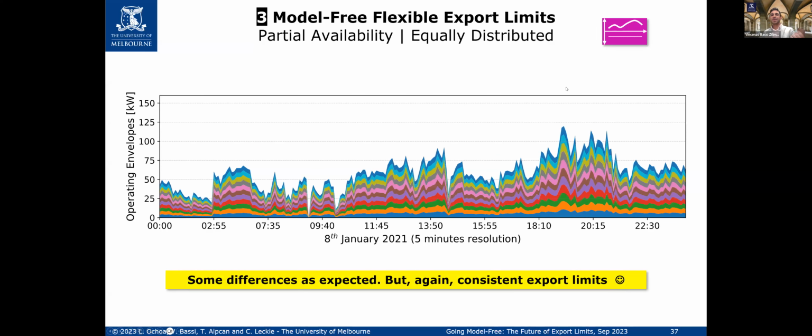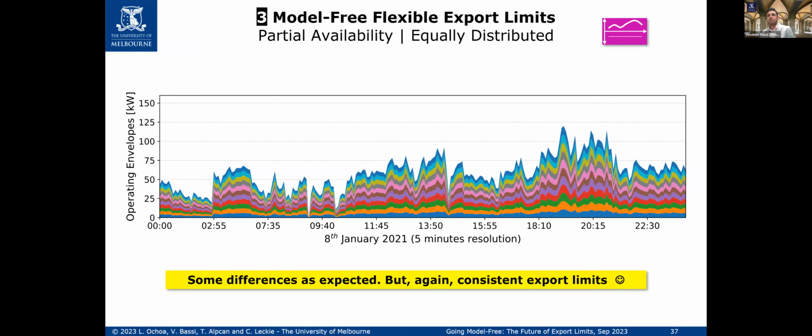So in terms of the equally distributed allocation technique, these are the results. Again, each color is a different flexible customer. We can see that there are some differences with the case of full availability, but they are still consistent with the actual voltage profile. For instance, in the first point in which we exceed the voltage statutory limit, the flexible export limit is 0 for all customers, whereas in the second one, we do assign a small flexible export limit for all customers.